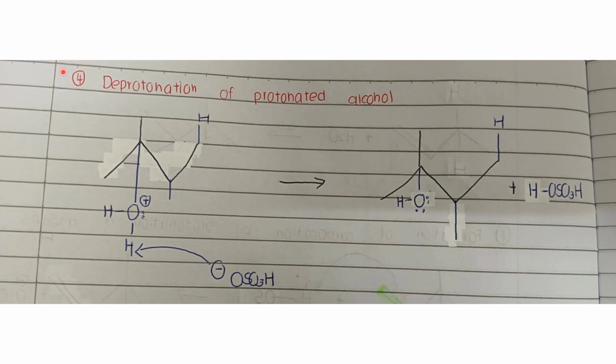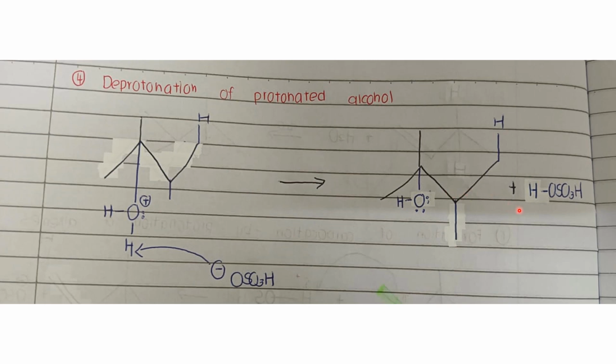Alright, now is the last stage, which is deprotonation of the protonated alcohol. In the last step here, a hydrogen atom is taken away from the positively charged oxygen. We know why the oxygen now has a positive charge, because it has already reacted with the positive charge that was here. So it will form our final product, which is 2,3-dimethyl-2-butanol.